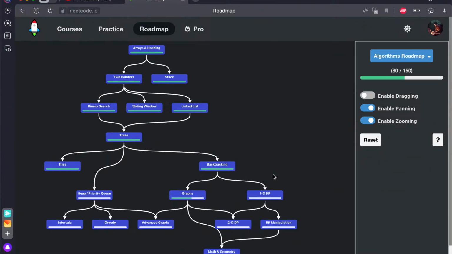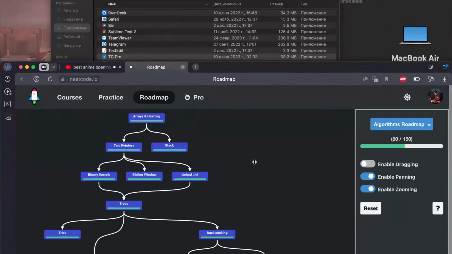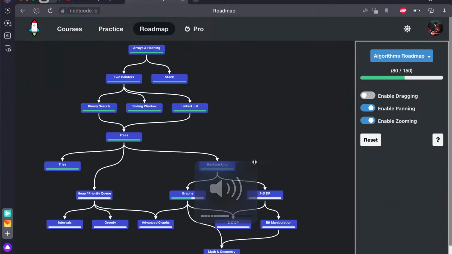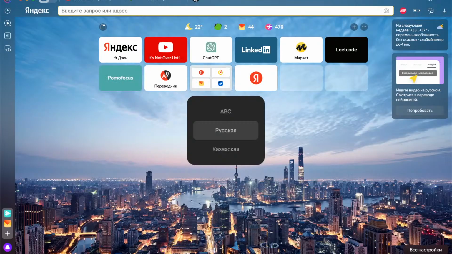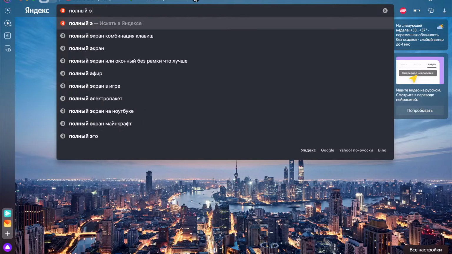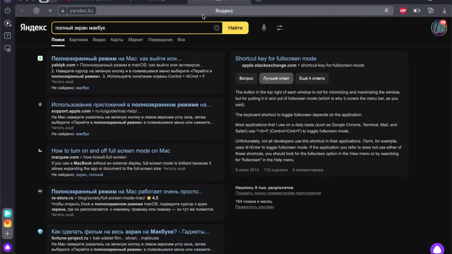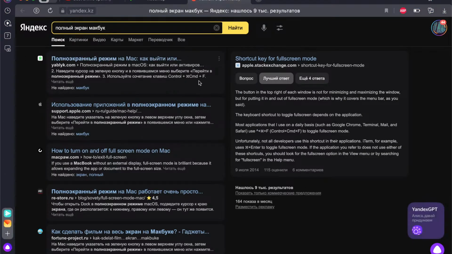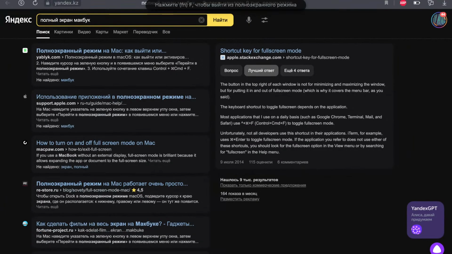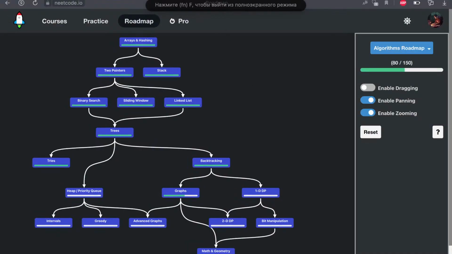А как сделать на полный экран? Не совсем понимаю, как сделать полный экран. Секунду. Ctrl-Command-F. Вот и все. Готово.